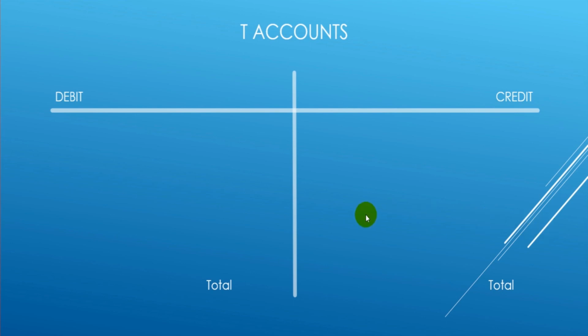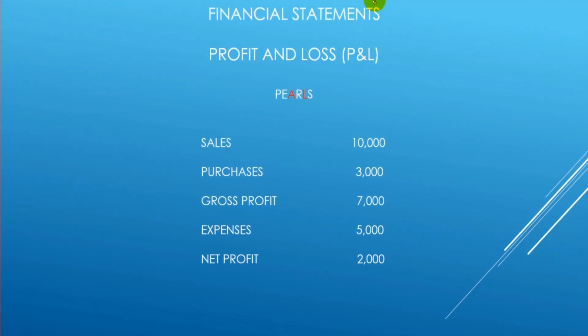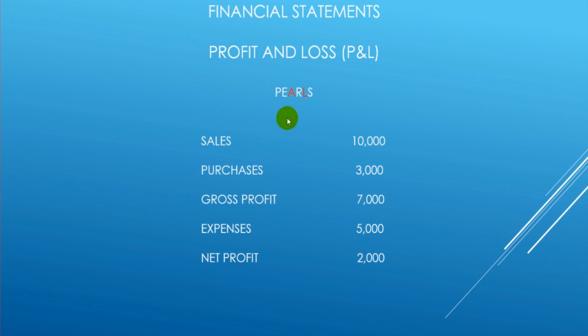Now, what happens with these balances is that the purchases, expenses, revenue, and sales, those four accounts, are used to create a profit and loss statement, which basically shows the sales of the business and the overall profitability of the business. Sometimes it's referred to as a P&L. That's the abbreviation for profit and loss, or profit and loss statement.